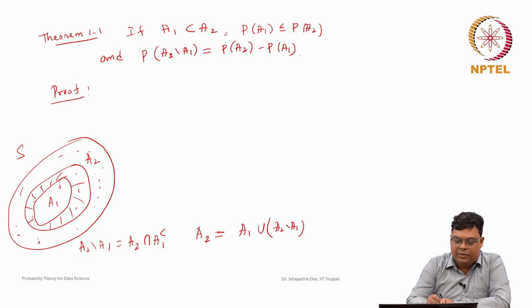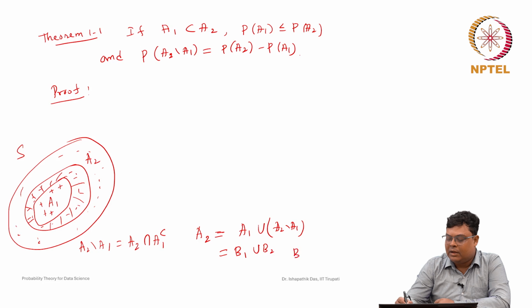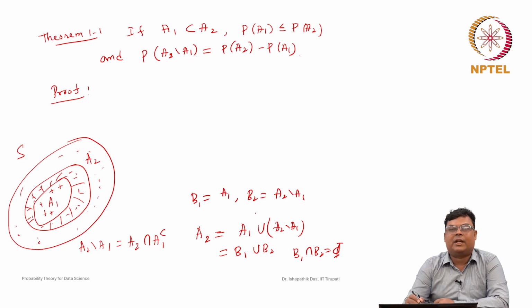Suppose this is A1 and this is A2 minus A1. Suppose this set is B1 and this set is B2. Then B1 union B2 is equal to A2. Not only that, B1 intersection B2 is phi. So, we consider B1 equal to A1 and B2 equal to A2 minus A1, just taking this notation for simplicity. Now we can see that B1 intersection B2 is a null set.